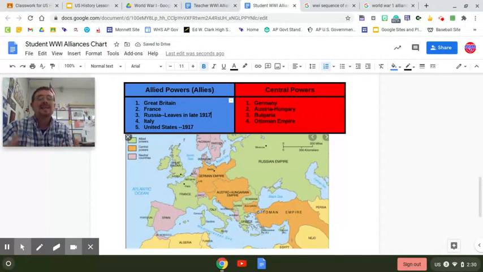So when you look at this, these are your alliances. Geography is a huge part of the war, and this is something that we will come back and look at later on.